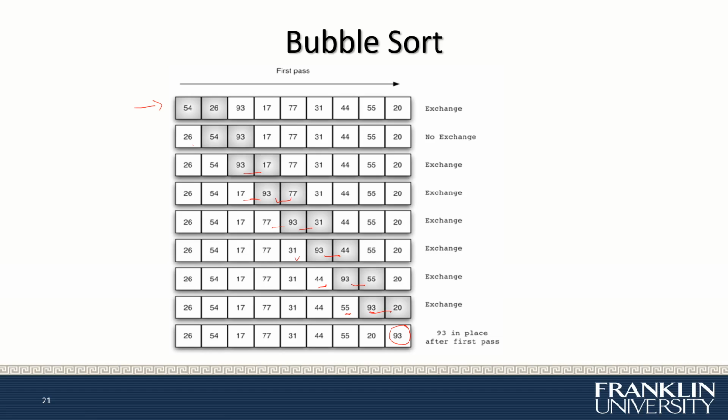And then the next pass, we will only compare from the first to the second to the last item, because we know 93 is in the right place. So this is only one pass. In the one pass, I have one number in the right position. And then the next pass, I do the same thing. The next largest number will be in the proper location. Next pass, I do the same thing, and so forth, until I only have one item left in the list, which will be in the proper location.